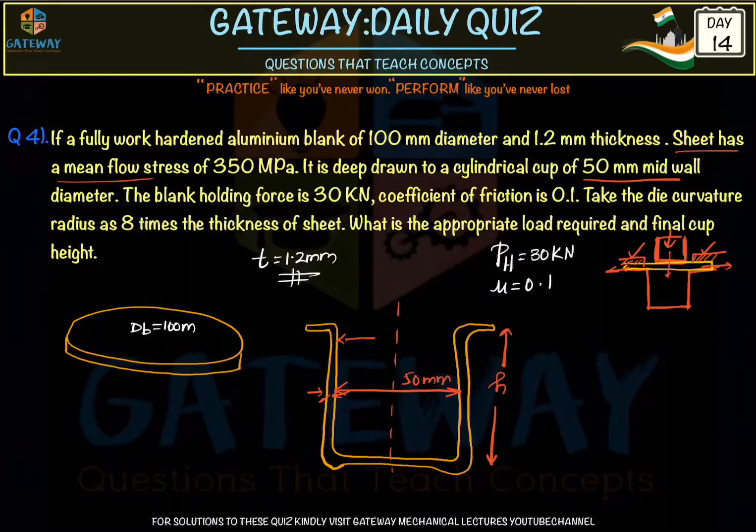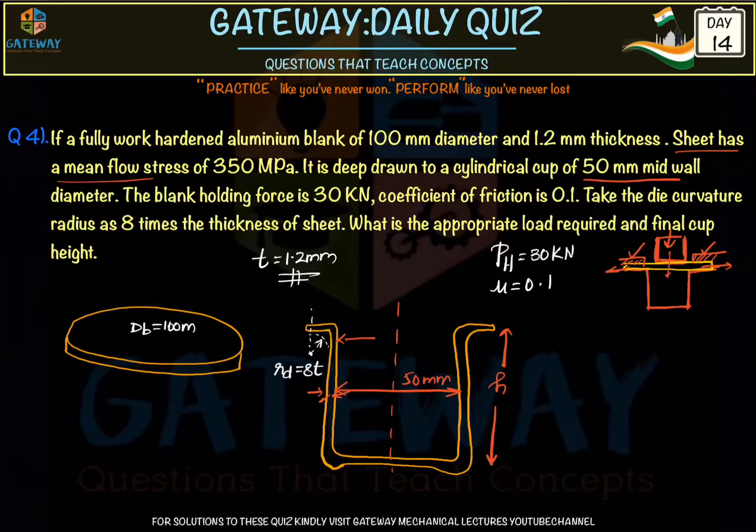Taking the die curvature, see here, this die will have some curvature, right? This is our curvature section. For this we will have a center. The die curvature is given in the question, generally denoted by a small rd, and it is given as 8 times the thickness of the sheet.